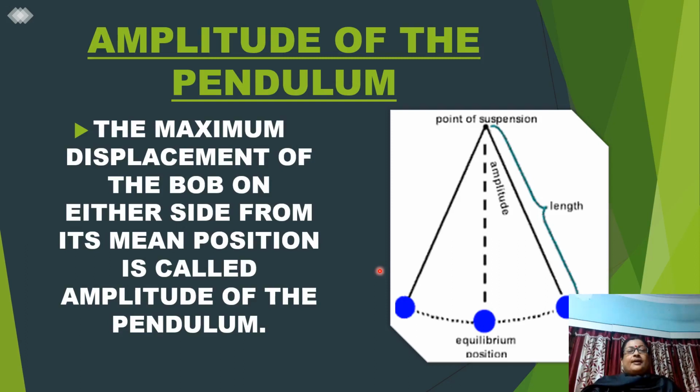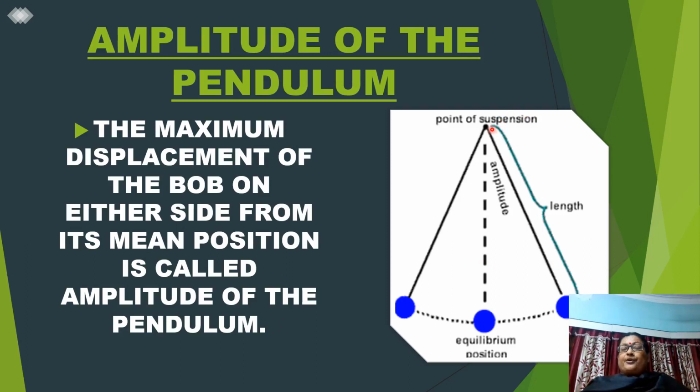The term is said to be the amplitude of the pendulum. Now, what is the amplitude of the pendulum? Before explaining, let's read the definition that I have written for you. The maximum displacement of the bob on either side from its mean position is said to be the amplitude of the pendulum. Let me read it one more time. It is the maximum displacement of the bob on either side from its mean position is said to be the amplitude of the pendulum. Now let's look at the diagram.